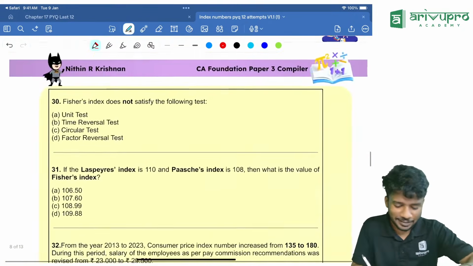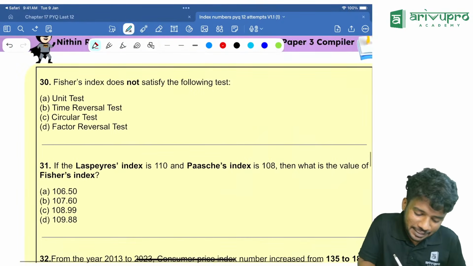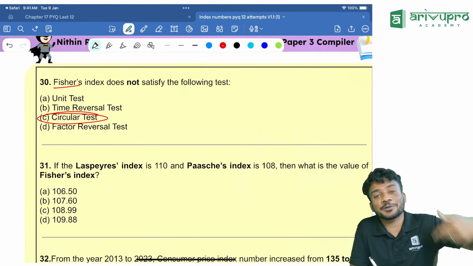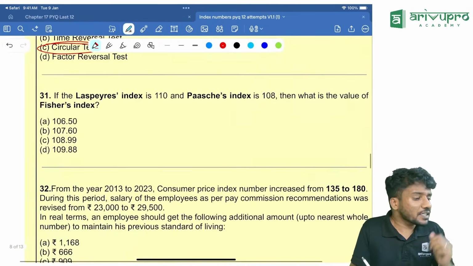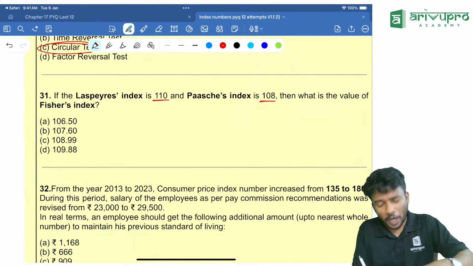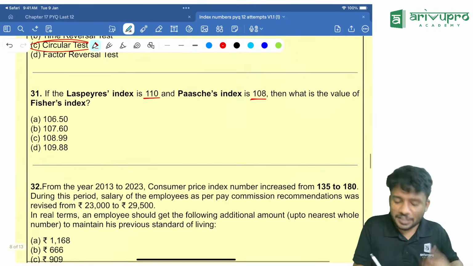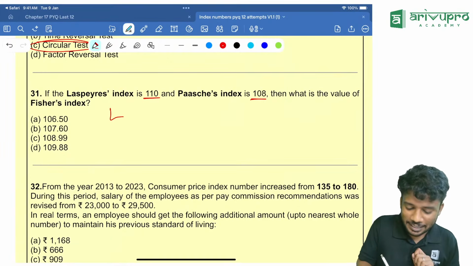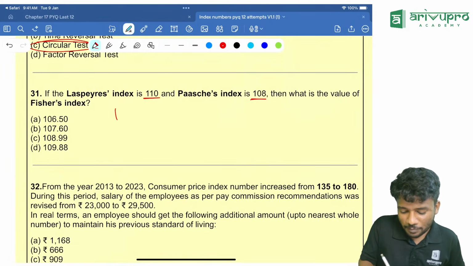Okay, very easy. Fisher index does not satisfy what? Very important. Again, it is a repeated question: the circular test. If the Laspeyres index is 110 and Paasche is 108, what is the value of Fisher? Another repeated pattern of question, people. If you know the basic equation of Fisher, what is the formula for Fisher?